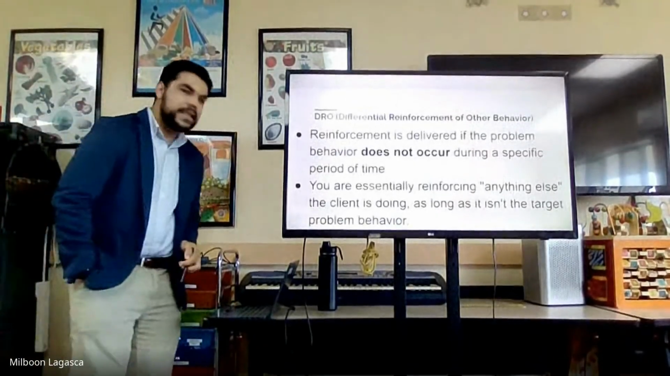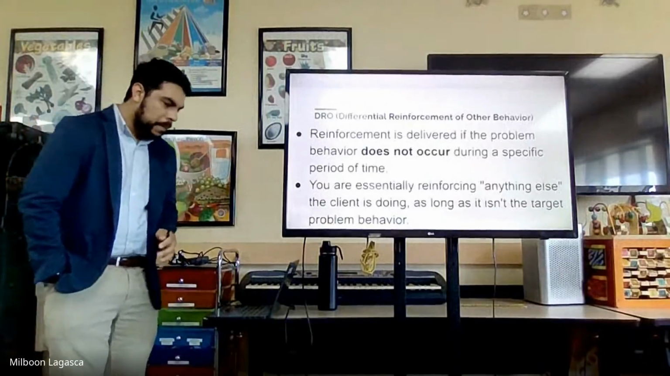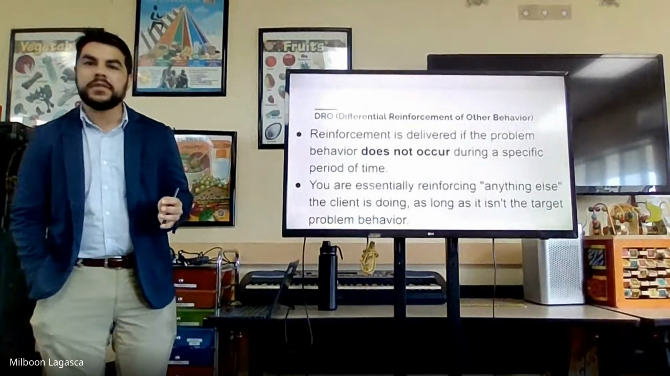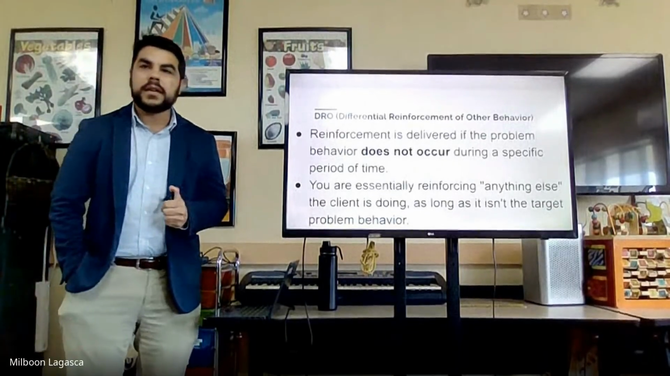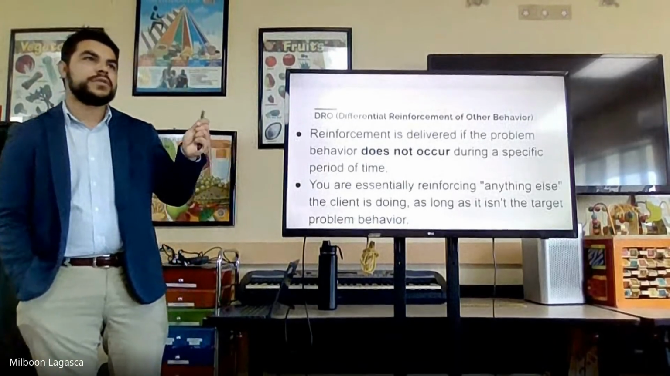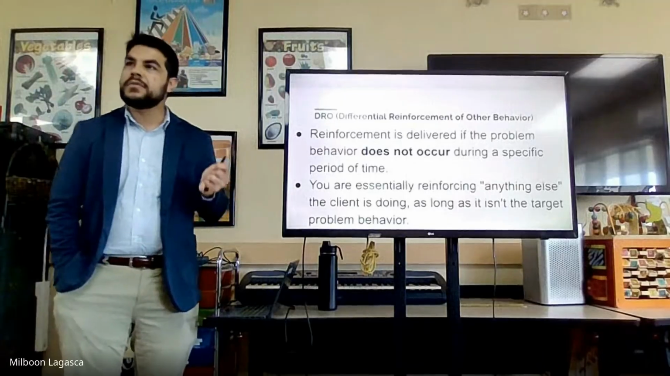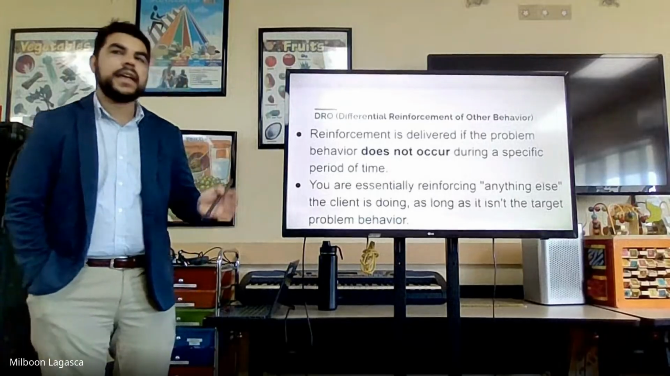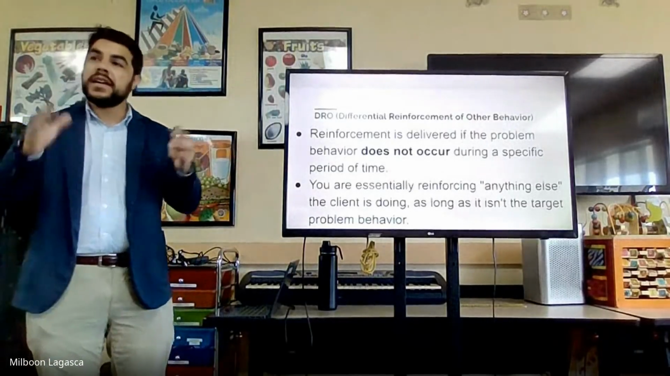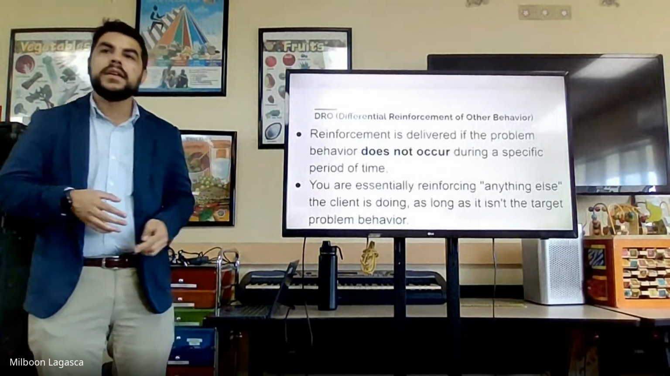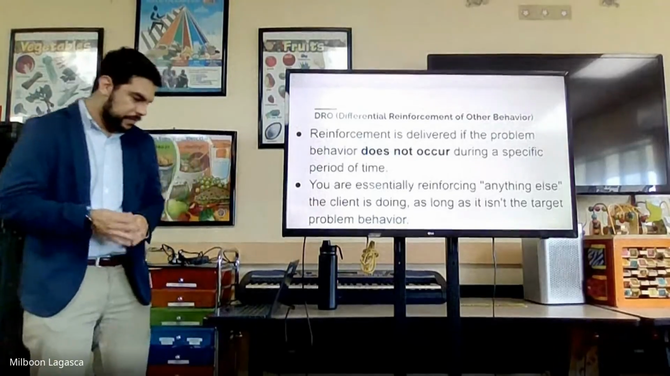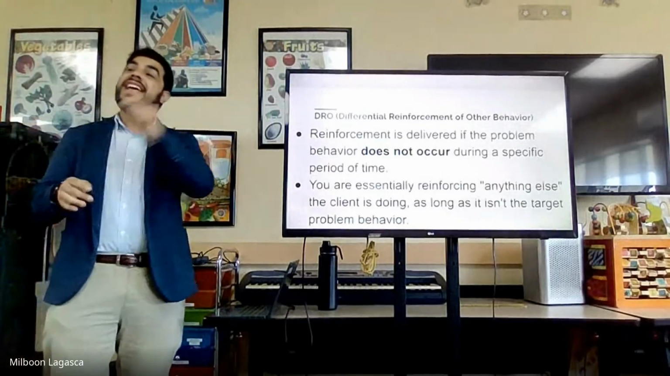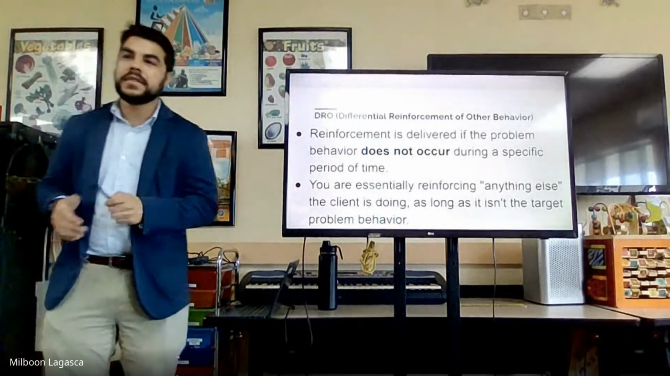So DRO, this is a biggie. This is essentially reinforcing the absence of a behavior occurring. Typically, you would think of this as similar to NCR, non-contingent reinforcement, where you set a specific time interval for duration, and if the behavior does not occur within that set time, then you would reinforce that. So it's essentially you're reinforcing the individual doing pretty much anything else besides the target behavior.